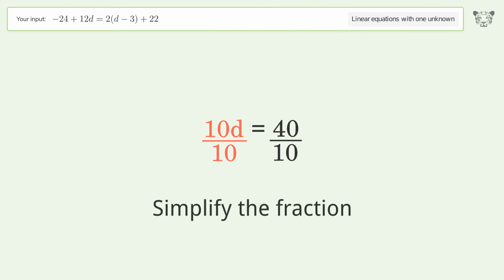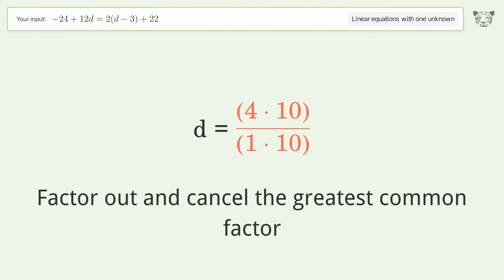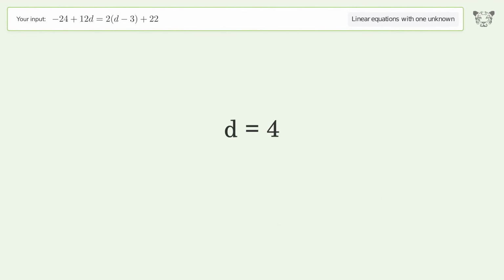Simplify the fraction. Find the greatest common factor of the numerator and denominator. Factor out and cancel the greatest common factor. And so the final result is d equals 4.